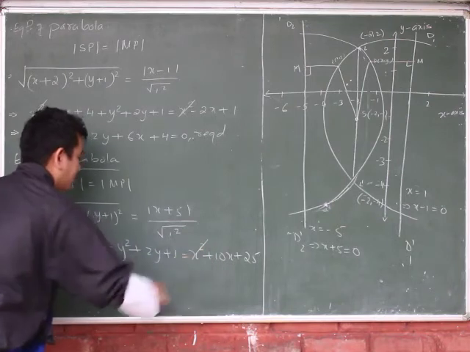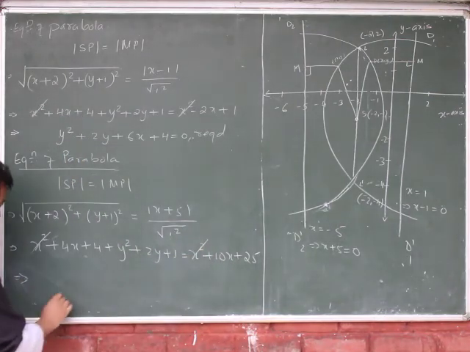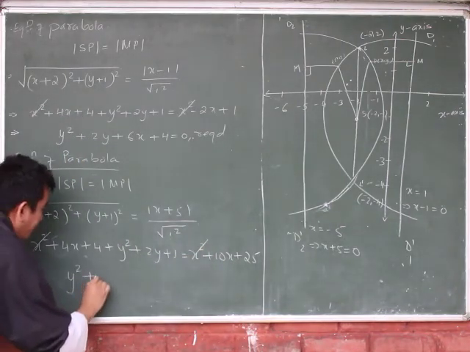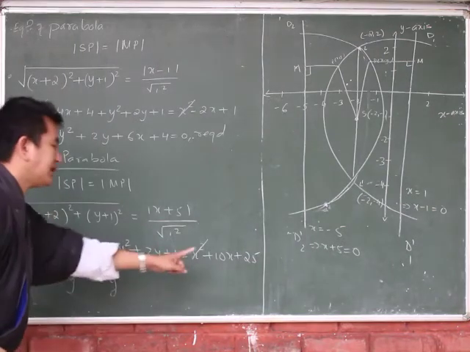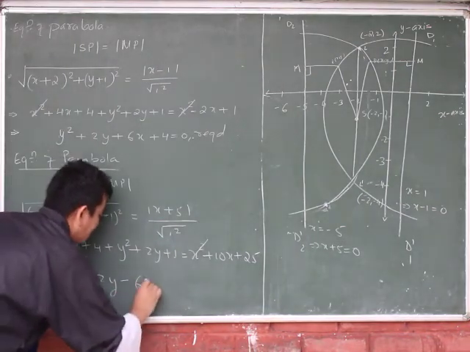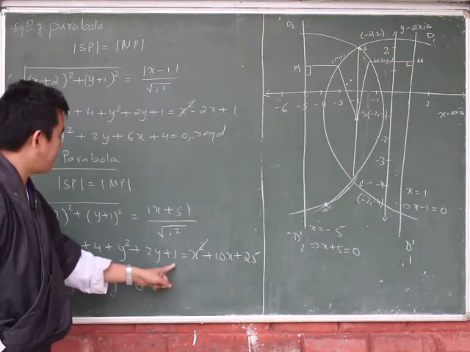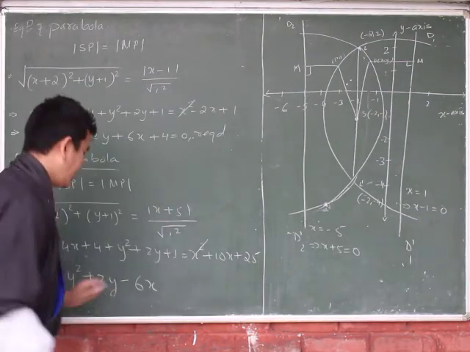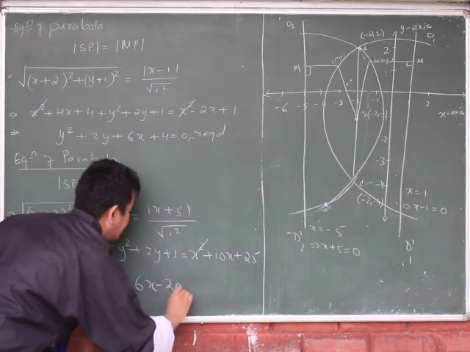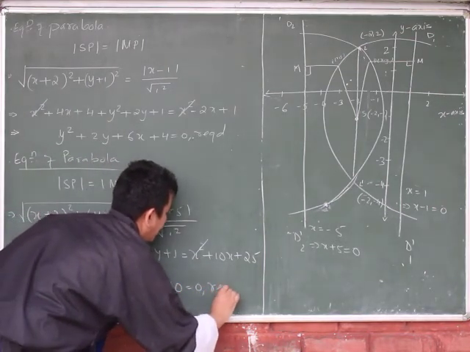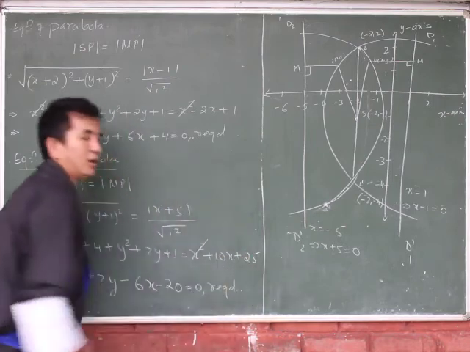X square will get cancelled. The final answer we have is y square plus 2y, 4x minus 10x is minus 6x, 4 plus 1 is 5. Yes, correct, 4 plus 1 is 5. Bring it here, it is negative 20 is equal to 0. This is the required equation of the parabola.